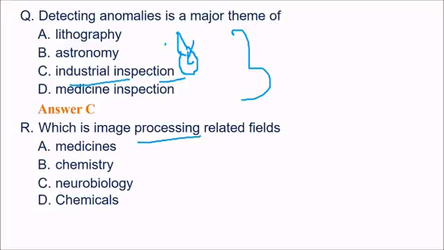What is an image processing related field? Medicine, chemistry, neurobiology, chemicals. What is the answer? The answer is neurobiology. Let me tell you that image processing can be used everywhere, wherever it is required, but neurobiology is the image processing related field quite closely.